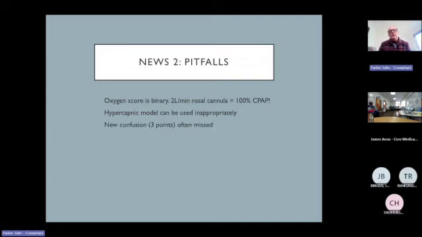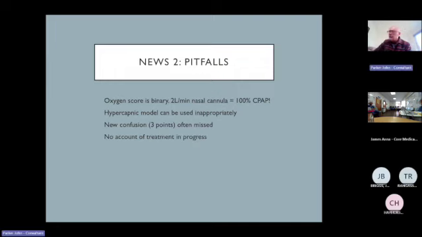New confusion. So most of the elements, well, all of the elements of News 2 are objective. Their scores, their measurements, apart from the one assessing conscious level. So it's alert, new confusion, responding to voice, responding to pain, or unresponsive. And that new confusion actually requires quite a bit of work to detect it, and it can vary from one individual assessing it to the other. So you can often see it missed, and that immediately reduces somebody's EWS by 3.